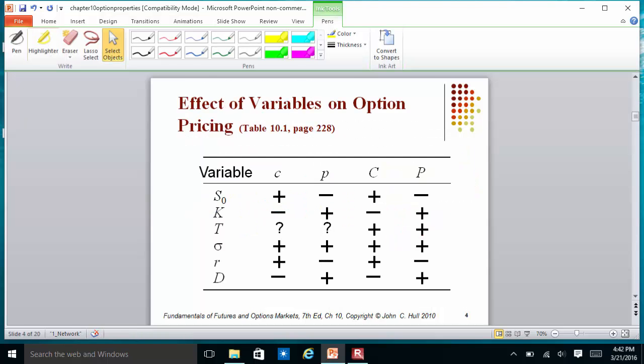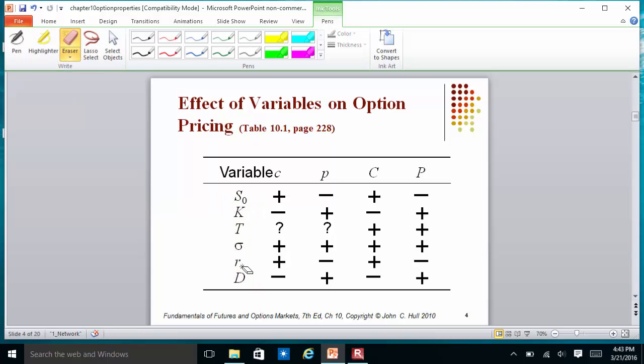So here we have the factors that affect the option prices. We have 6 variables. These are the stock price, S0. Then we have the strike price, K. Then we have the time to expiration, T. Sigma stands for the volatility or the standard deviation of the stock prices or the underlying asset. R is the risk-free rate of return, and the last one is the dividend. So let's look at each one of them at a time.